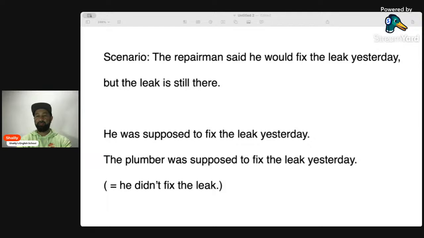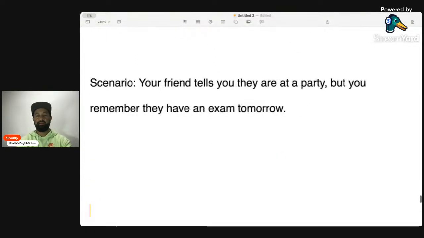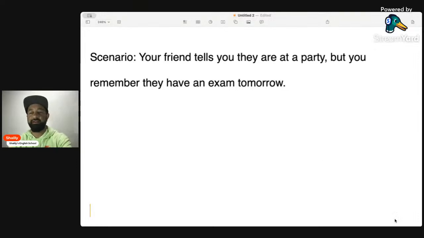Okay, let's keep moving, and we're almost done. All right, so next scenario here, it says your friend tells you they are at a party, but you remember they have an exam tomorrow. All right, so your friend maybe telephones you or sends you a text message. Your friend says, oh, I'm at a party. But you remember your friend has a big test, a big exam tomorrow.